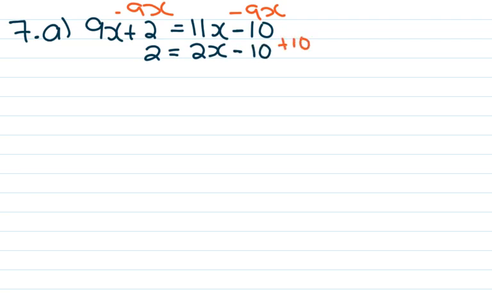And then I'm going to add 10 to both sides. 2 plus 10 is 12 equals 2x. Divide both sides by 2. And 6 equals x.